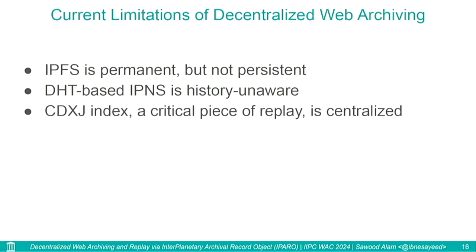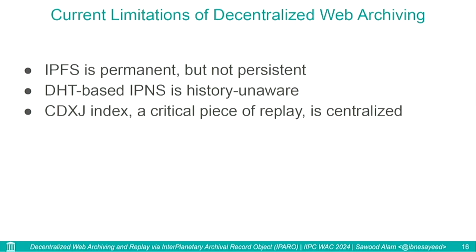IPFS is permanent but not persistent. That basically means although the same content will always produce the same hash, and the same hash will always resolve to the same content, there is no guarantee the content will be available. If no one is paying for storage and maintaining it anywhere, it will be gone, right? And they use something called distributed hash tables for this resolution. And there's IPNS, which is the Interplanetary Naming System, where a URL resolves to a hash.